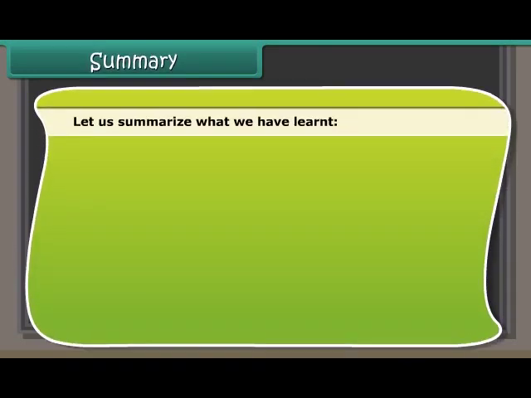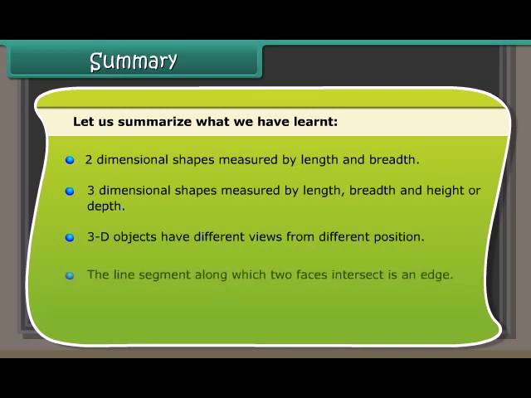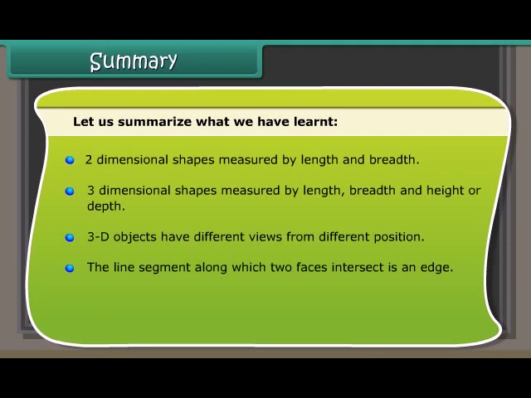Summary. Let us summarize what we have learned. 2-dimensional shapes are measured by length and breadth. 3-dimensional shapes are measured by length, breadth and height or depth. 3D objects have different views from different positions. The line segment along which 2 faces intersect is an edge. The points at which 3 or more faces meet are called vertices.